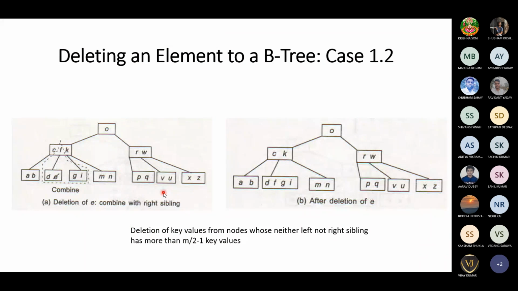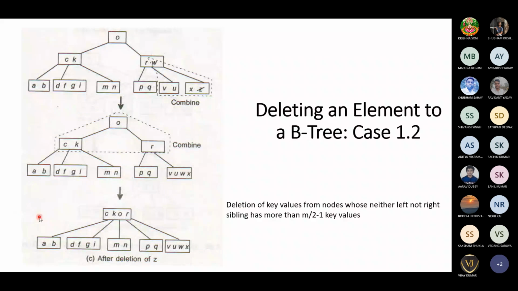I repeat it. Suppose this is the original tree. Now what will happen when you insert Z? When Z is inserted, this node will break. Assume that it is order of 4, and inserting Z, Z is greater than R, it will come to this node. This node is having 4 values, so this node will break.